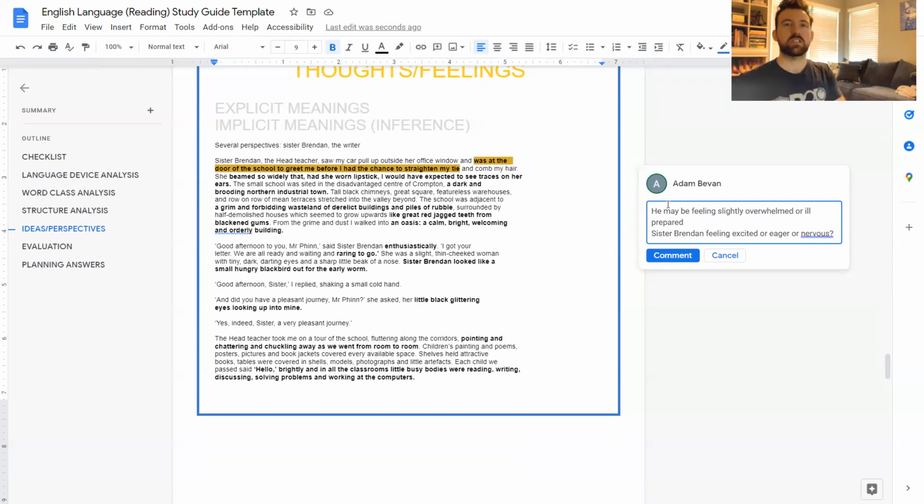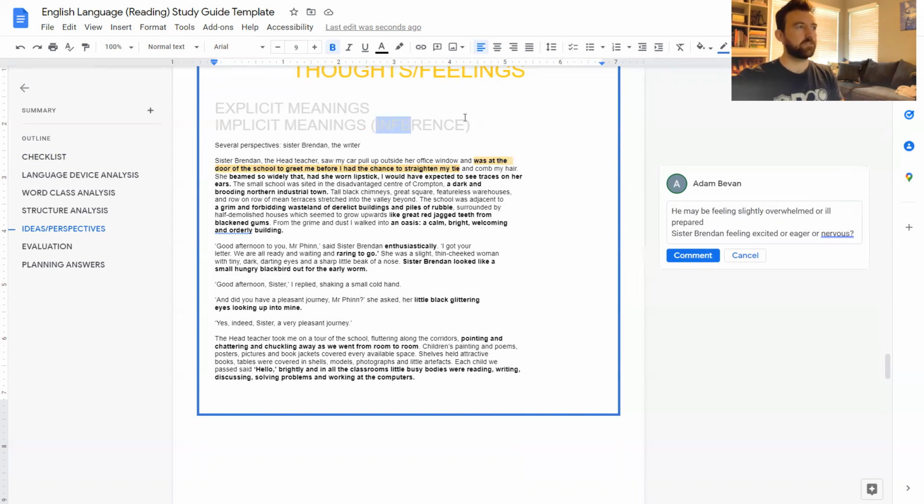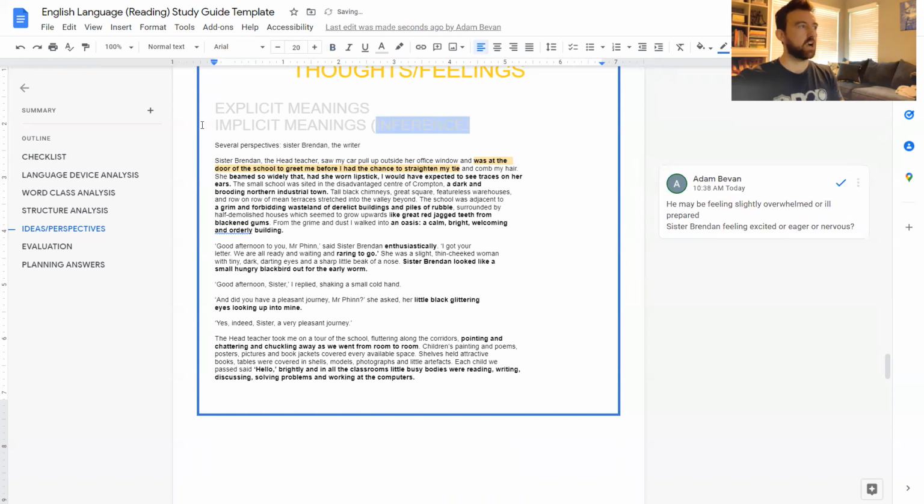It's also probably a sign of her being quite friendly. So even from that one quote, we can infer a couple of implicit, implied meanings.